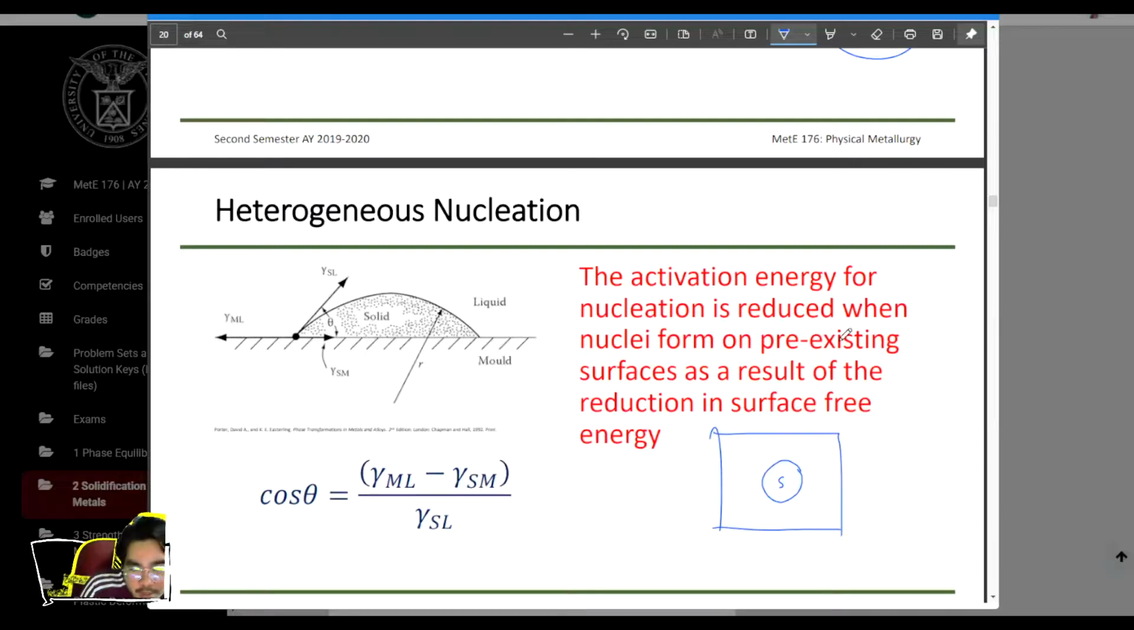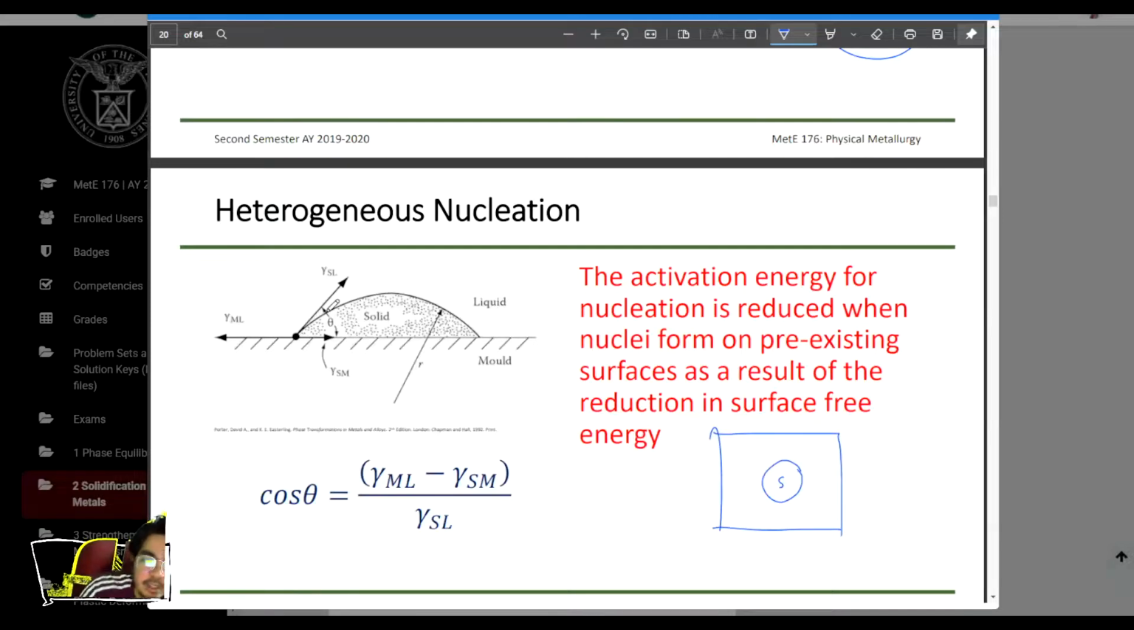But what happens in heterogeneous nucleation, meron kang actually external surface. So this could be a mold or an additive. And let's just, for simplicity's sake, kunwari mold siya na ganyan. So if it's a mold, you will produce something that looks like this, no? And ito yung computation natin ng contact angle, if you remember MetE176.